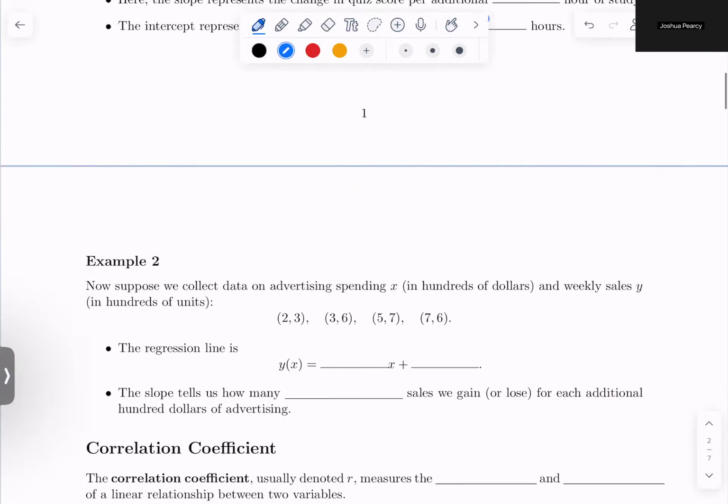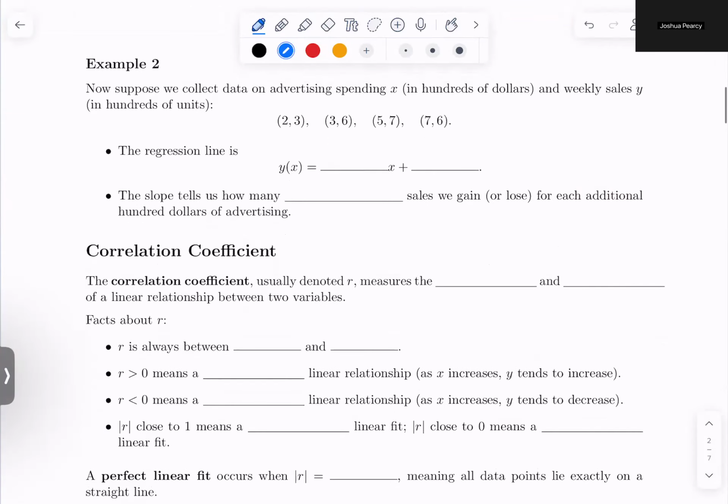So let's look at another example. This is another linear regression. It says, suppose we collect data on advertising spending and weekly sales in hundreds of units. So here again, we're going to do the same type of thing. We're going to plug these data points into Desmos, and we're going to do a linear regression.